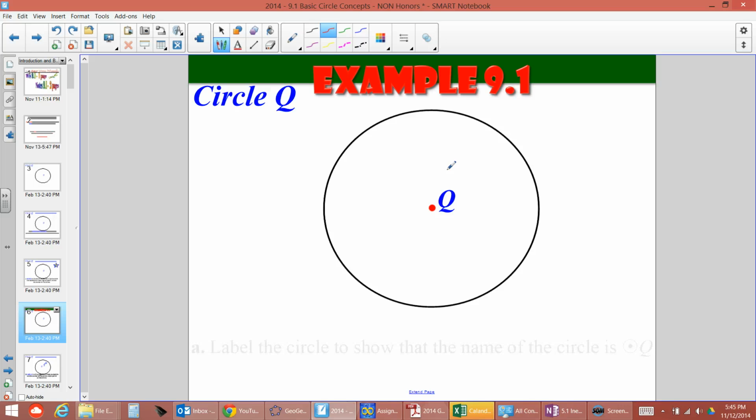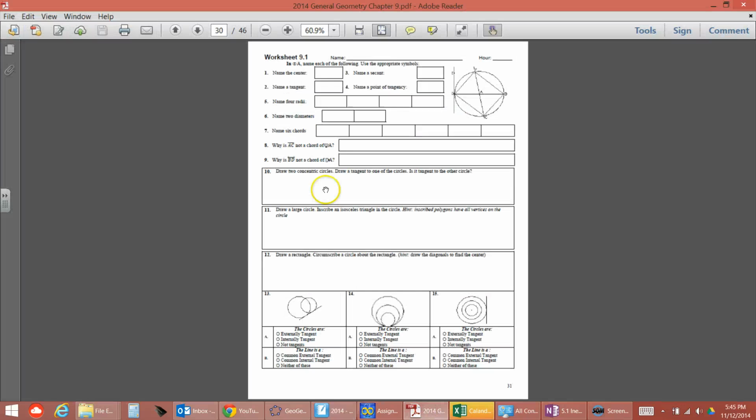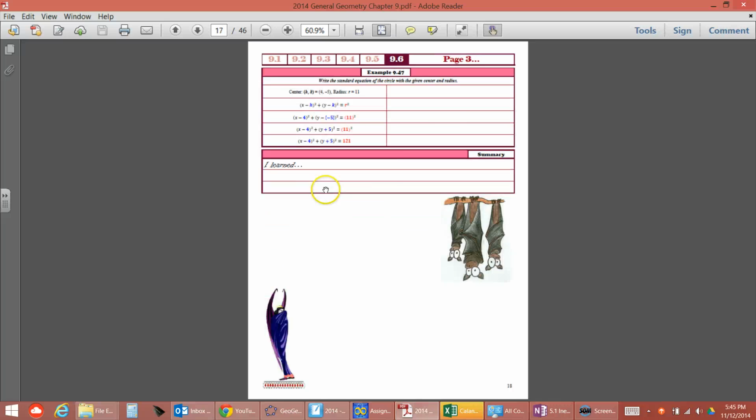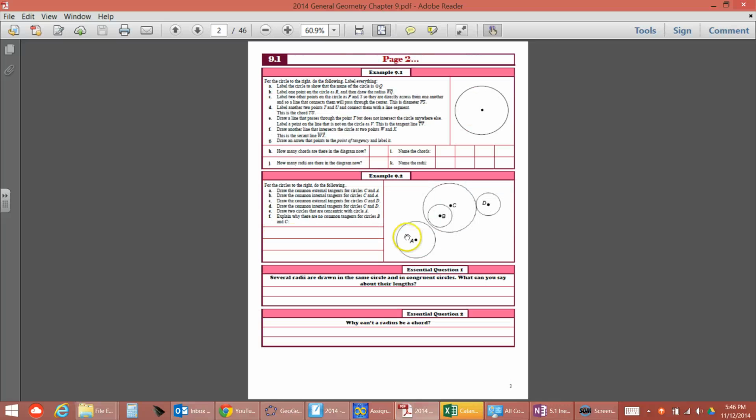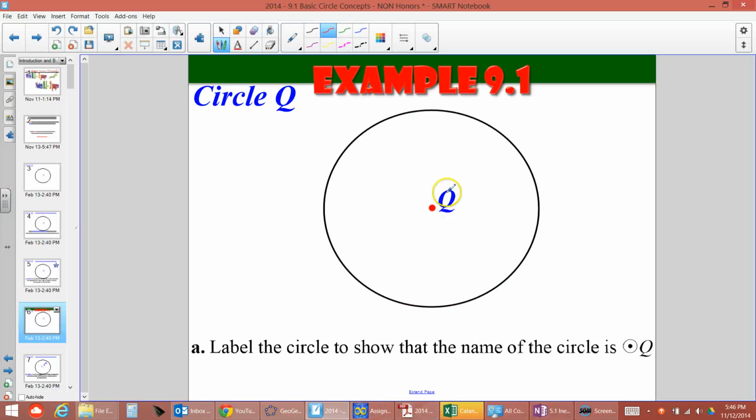All right, so on your notes, you're going to label the circle, show that the name of circle is circle Q. So on your notes, it's going to look something like this. Okay. So in here, you're going to want to label this circle Q, just like right here. So put a little Q here. I want to pay special attention to this little symbol right here. This is the symbol for circle Q. All right. So if you ever see this symbol, you need to know that it means circle.